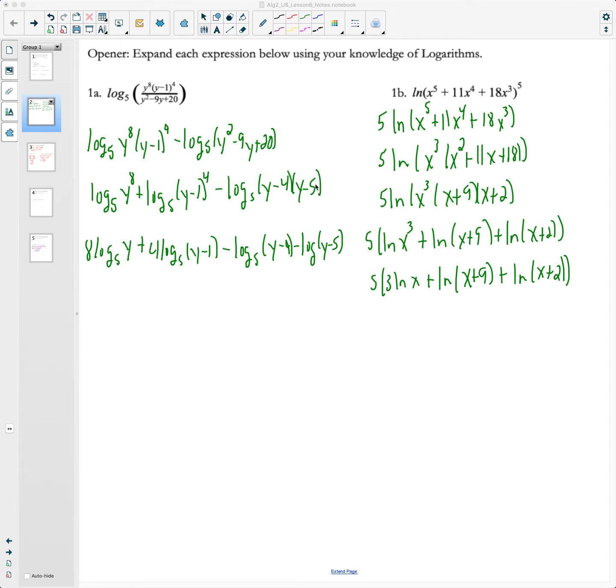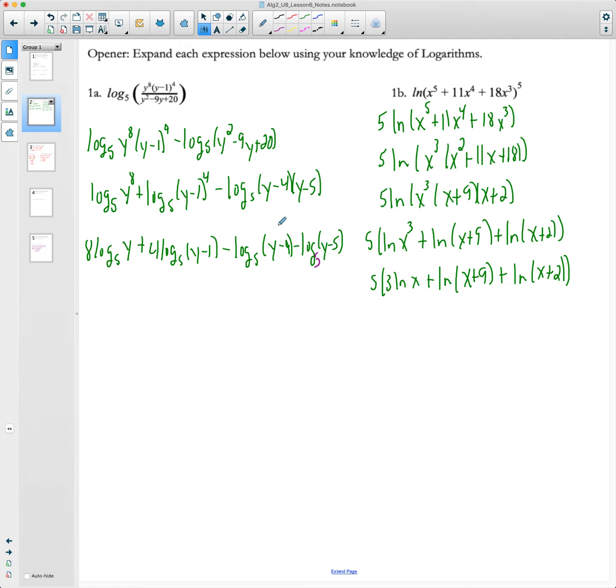And then when I get to this piece, the major rule is the product. I have y minus 4 times y minus 5, so I can break that into two pieces. Now, remember, because those two pieces are behind the negative sign, they are both going to be negative. So I'm going to have minus log base 5 of y minus 4 minus log base 5 of y minus 5.